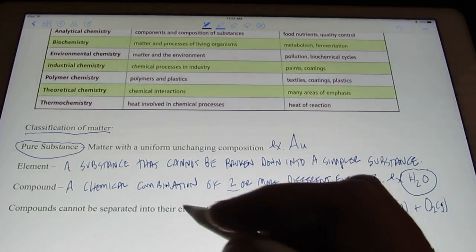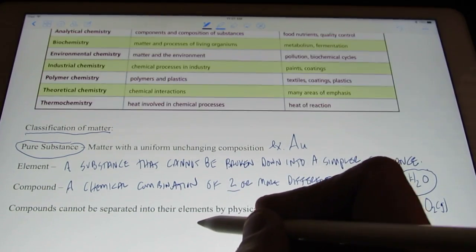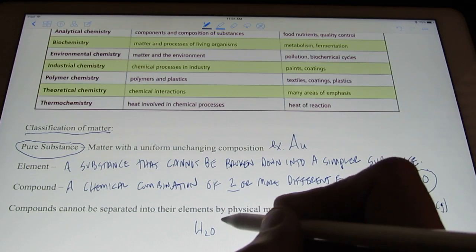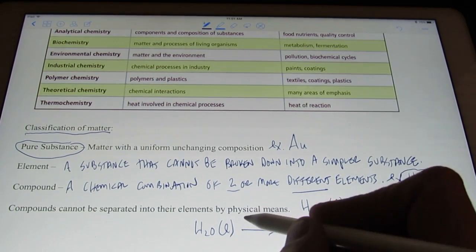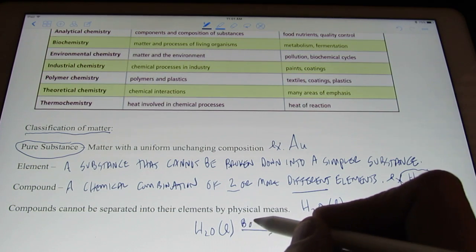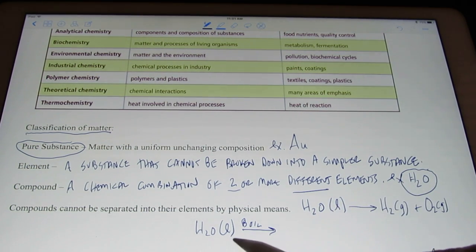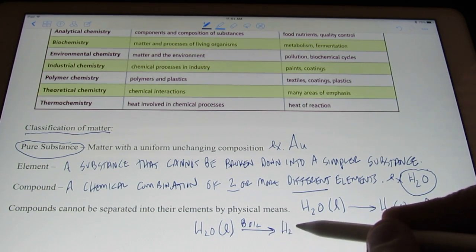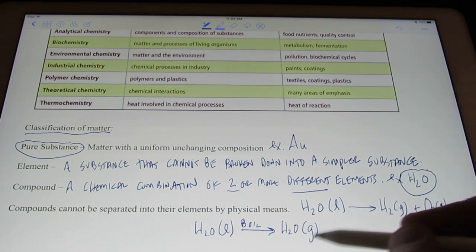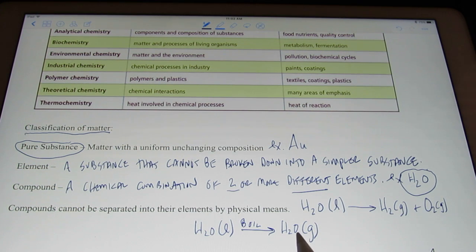What does that mean? Well, let's say that I had water, and this time, instead of passing electricity through it, I'm going to heat it up, and I'm going to boil it. Now, of course, when I boil water, I no longer have liquid water. I will have water, but it will be in the gaseous phase. Do you notice the difference between these two equations?